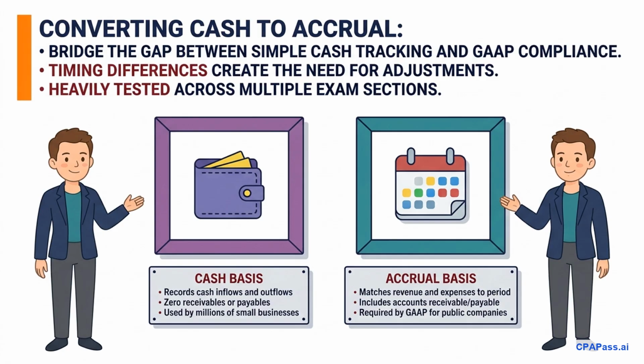Don't think of cash and accrual as two isolated worlds. Instead, see them as 2 points on a single spectrum. Converting from cash to accrual is all about adjusting for timing differences. By mastering these conversions, you unlock easy points on both the FAR and Reg sections of your exam.